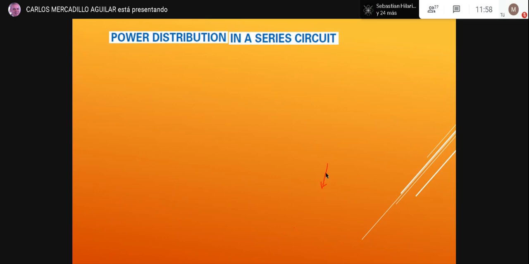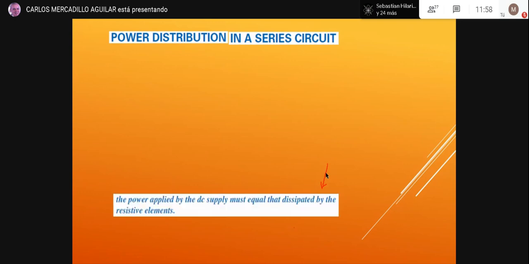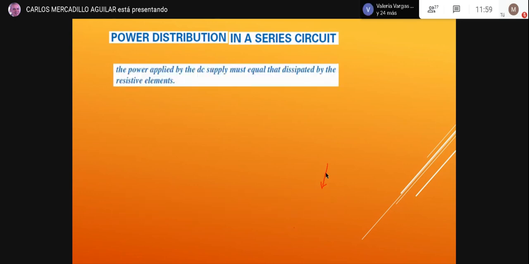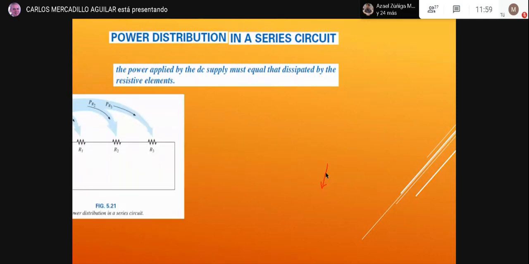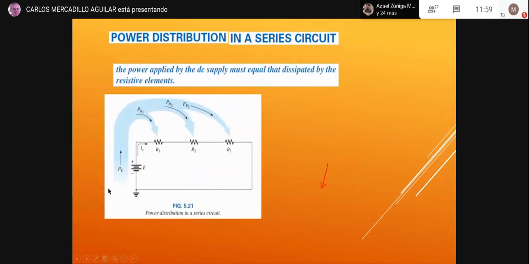Okay, that's the power distribution in a series circuit. The power applied by the DC supply must equal that dissipated by the resistive elements. That is, if you have a voltage and it is dropped across all the resistance, the sum of all the drops must equal the total voltage. The same thing is for power. The power applied must be equal to that dissipated by each one of the resistors. It's easier to see in this diagram.